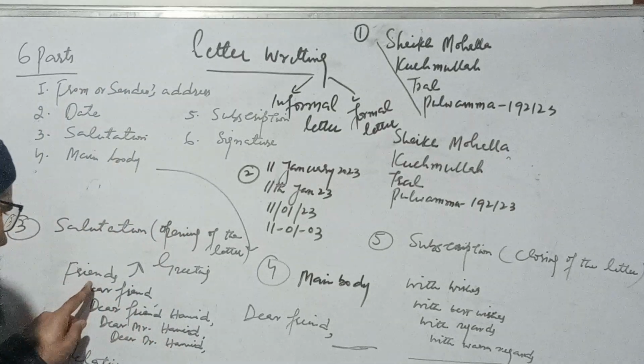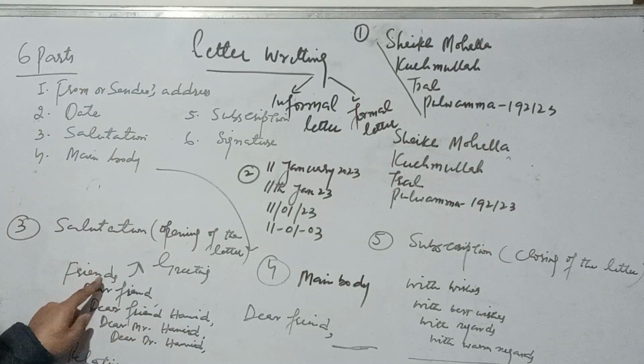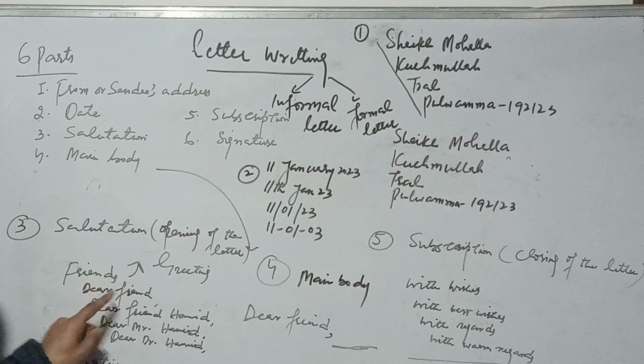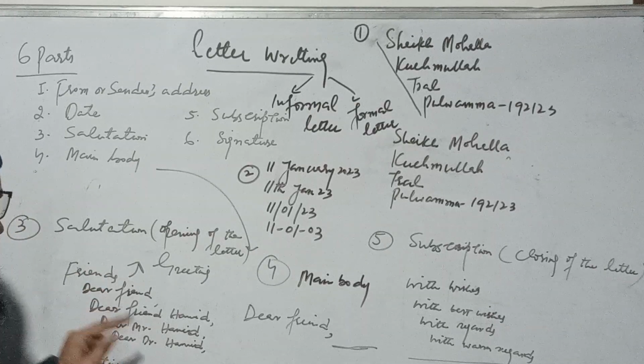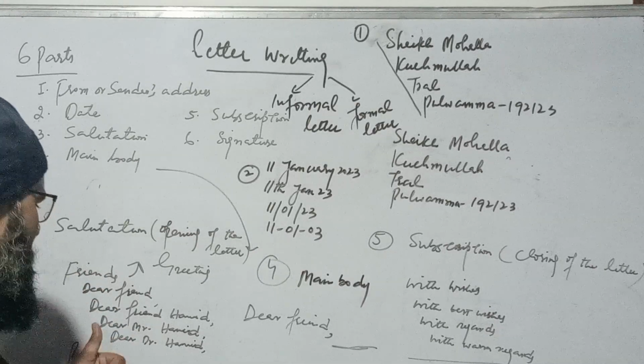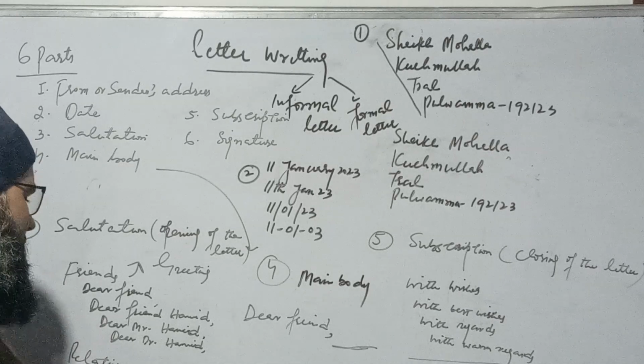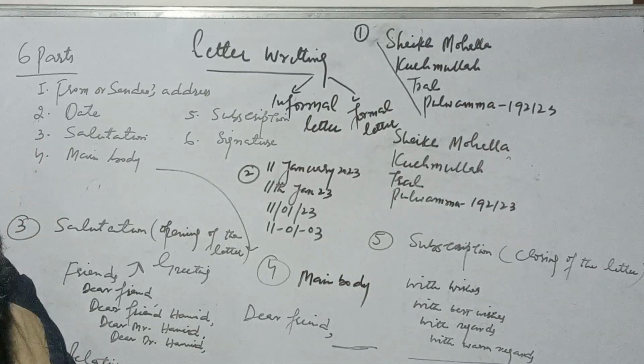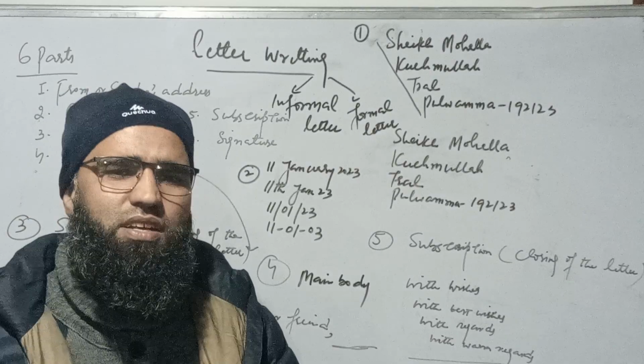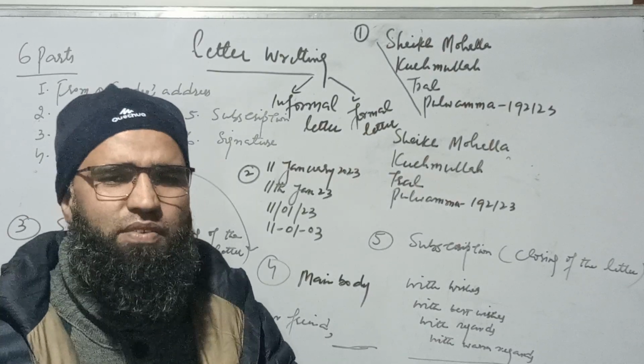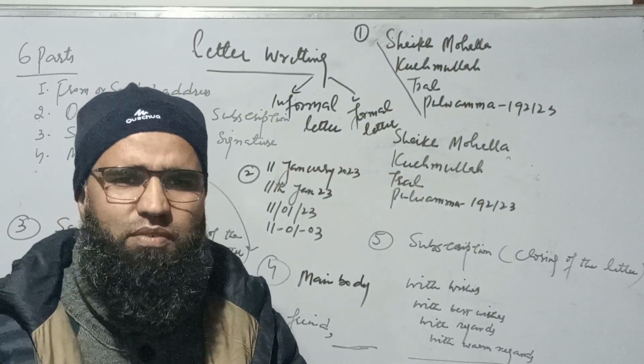If you want to write an informal letter to a friend, you can write Dear Friend, you can write Dear Friend Hamid, you can write Dear Mr. Hamid, or you can write Dear Dr. Hamid, or you can write Dear Engineer Hamid. So in different ways you can mention the name of your friend.